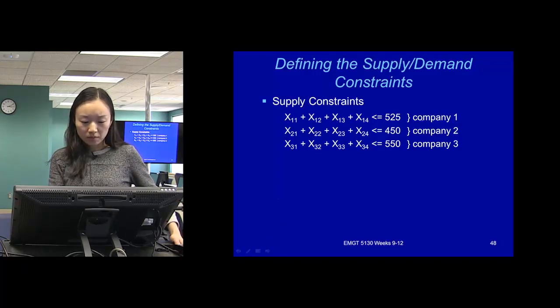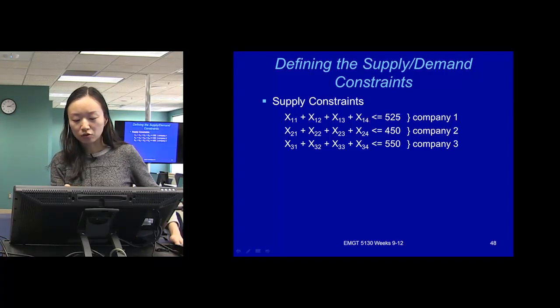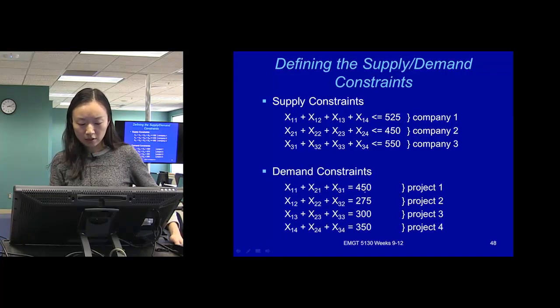The total at company 1, so that's a sum of X11, X12, X13, X14. So the total of company 1's supply to all the 4 projects needs to be less than or equal to what's available there, right? Same for all the companies. And then the next set would be the demand. So all the projects will receive what they required.